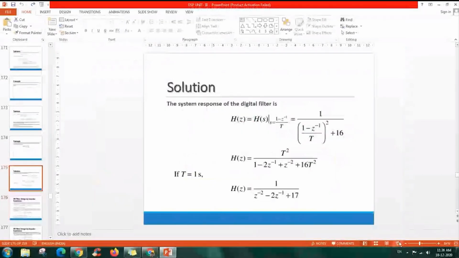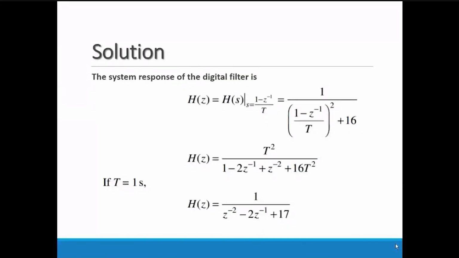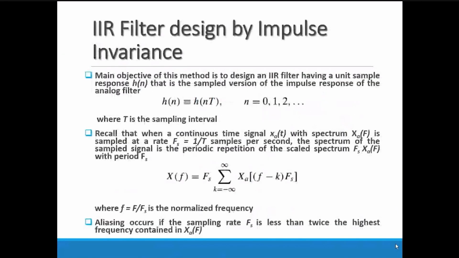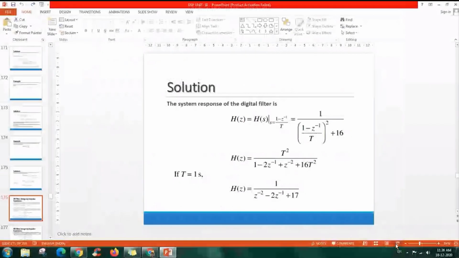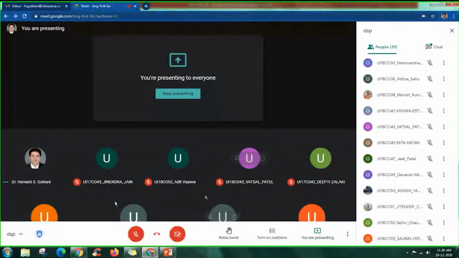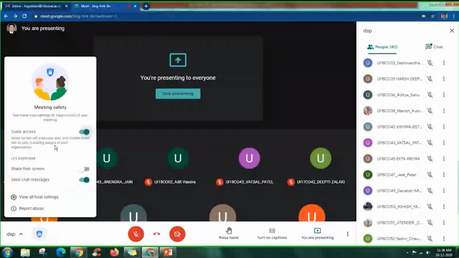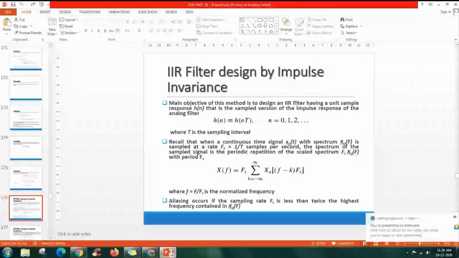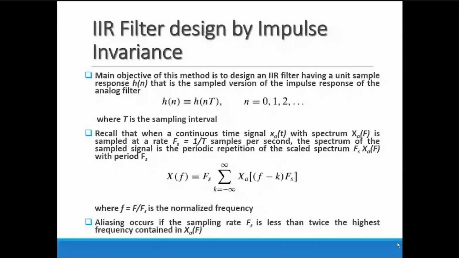Okay, so this is the example of approximate derivative method. Let us go for the another method. So this is a second method for the conversion, that is IIR filter design by impulse invariance. So now here IIR filter design by impulse invariance method. This is the second method for the conversion of analog filter into digital filter.